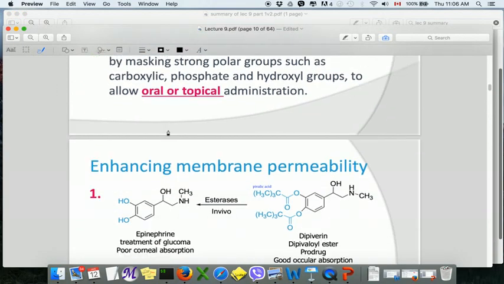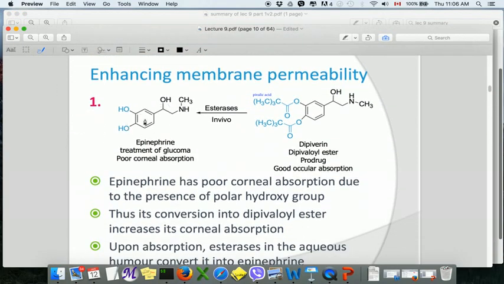I want you to read this stuff, of course. So for example, here we have epinephrine. It is very hydrophilic. I want to increase membrane permeability. What do I do? I will attach esters here that would mask those hydrophilic groups, and those are the pivalic acid esters.